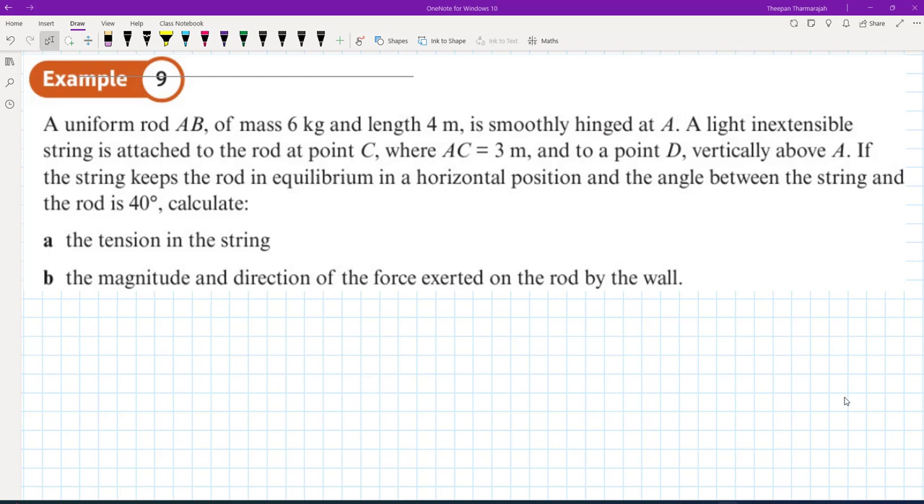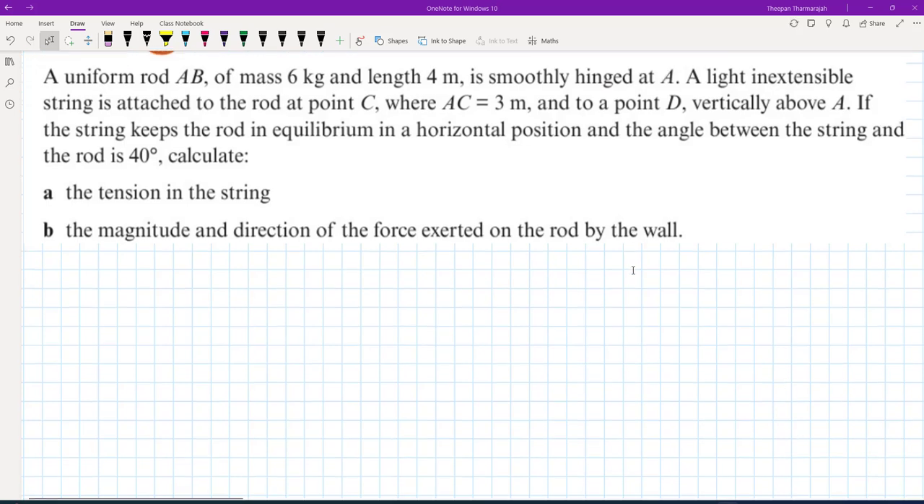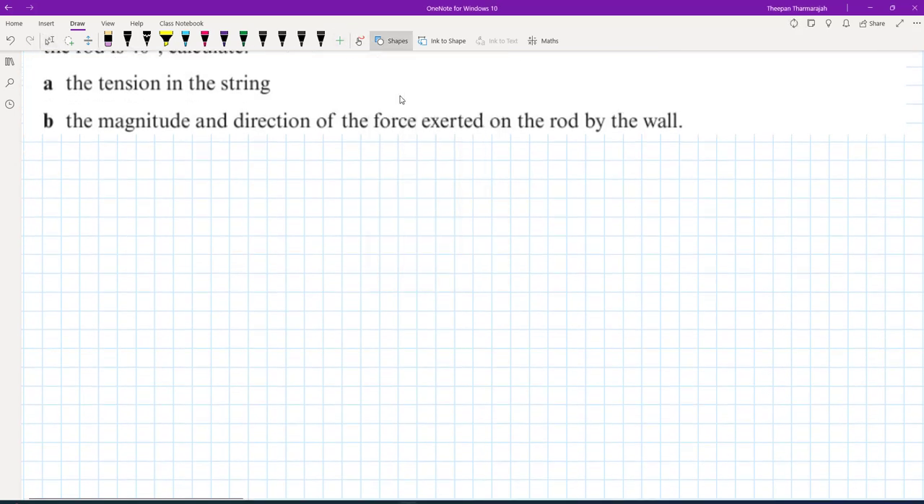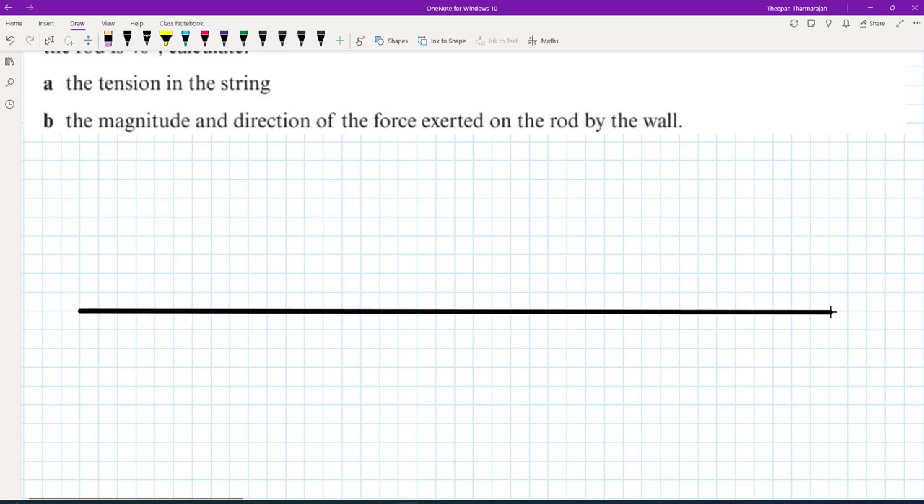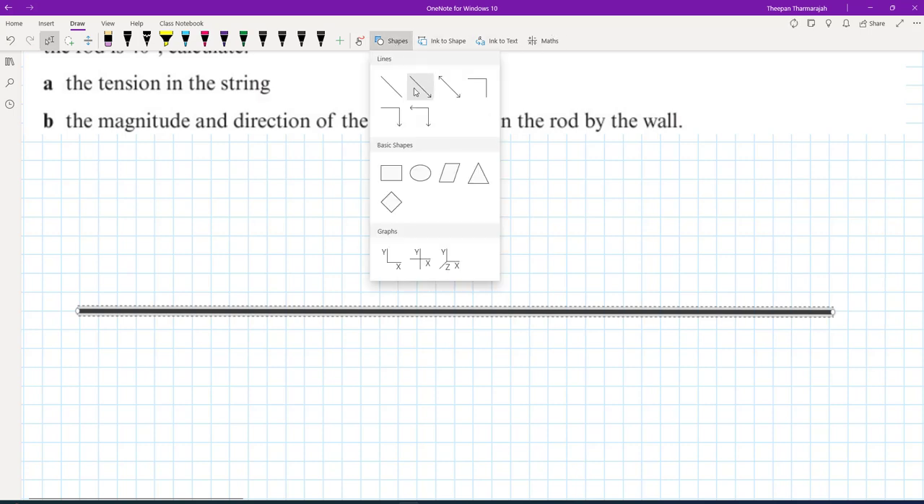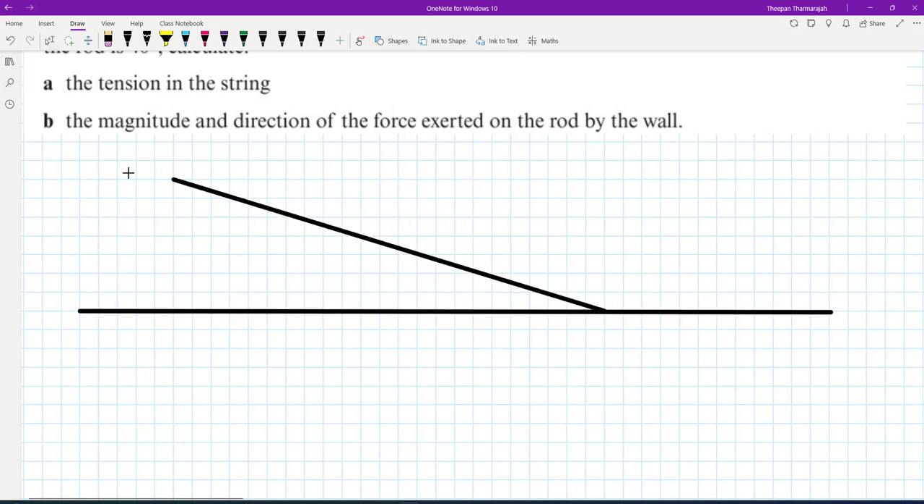If the string keeps the rod in equilibrium in a horizontal position and the angle between the string and the rod is 40 degrees, calculate the tension in the string, and the magnitude and direction of the force exerted on the rod by the wall. So the first thing we ought to do, as we always do in mechanics, is to draw a clear diagram. We're going to draw our rod going from here to here, and then at point C, some arbitrary point here, all the way to here, we have the string at the point D.